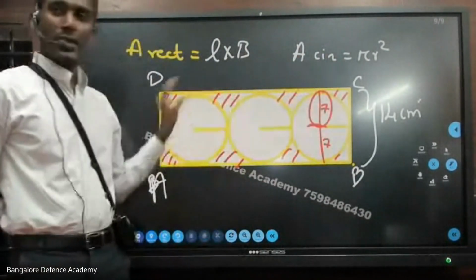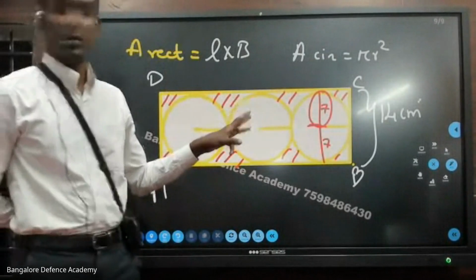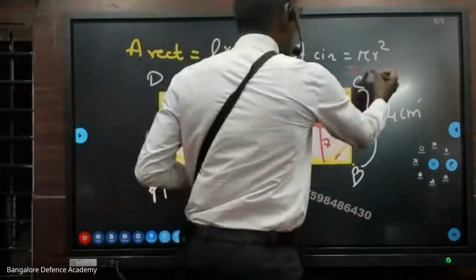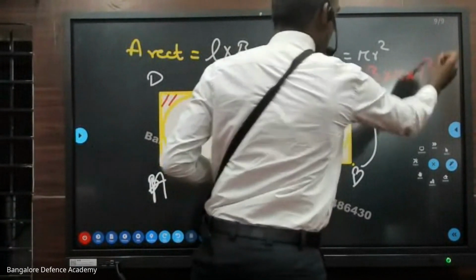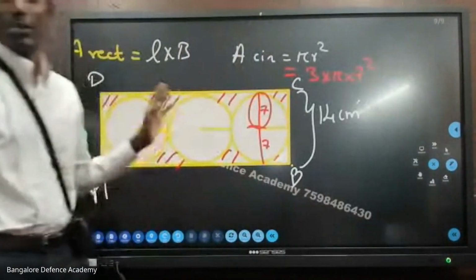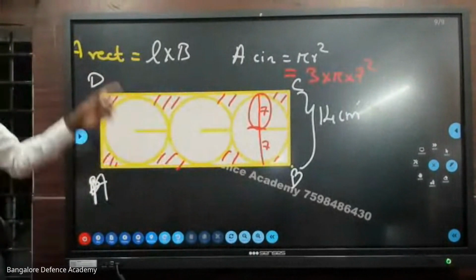All the circles are same. How many circles do you have? 3. So what do you have to do here? 3 into pi into 7 square. Area of circle is done, yes or no?